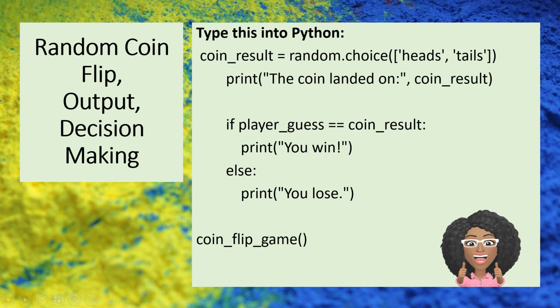Random coin flip output decision making. Type this code into Python. You can pause the video again while you type.